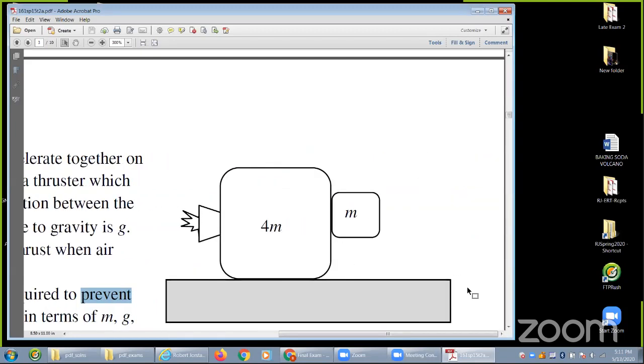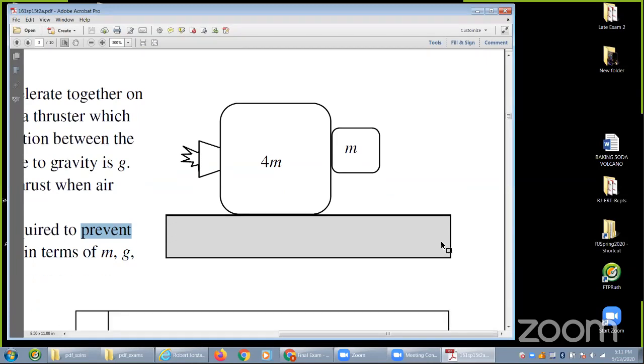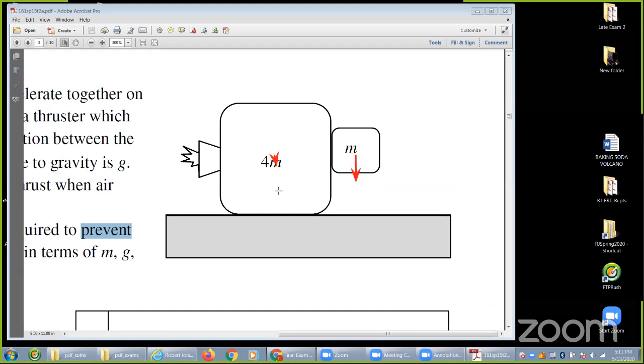Hopefully you did a free body diagram. What's most important at this point, remember, most of the points for this is getting these arrows right. So I'm going to put the forces here for each block. So that's a normal force and a friction. Notice on this block, they're pushing back by Newton's third law, the same amount. So the blue ones are on 4m, the green ones are on little m.